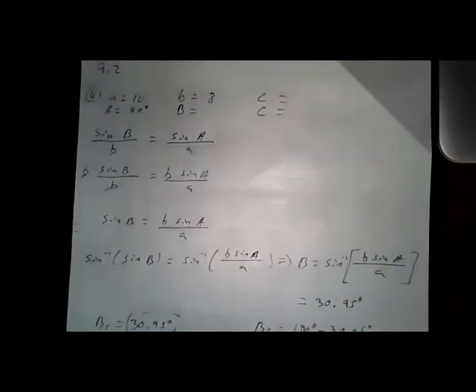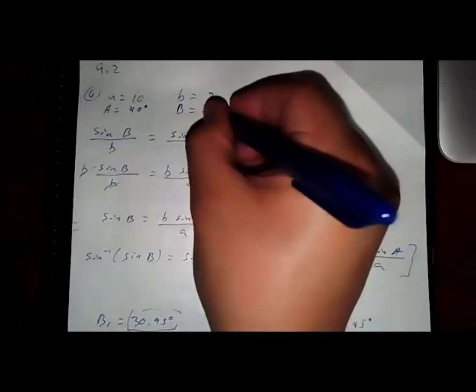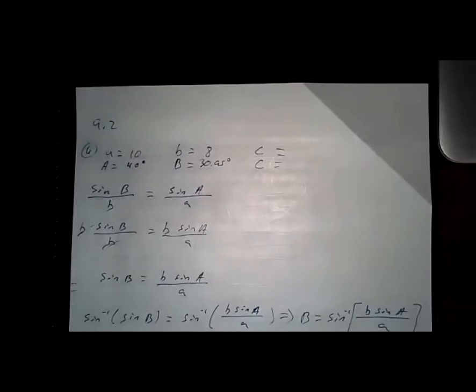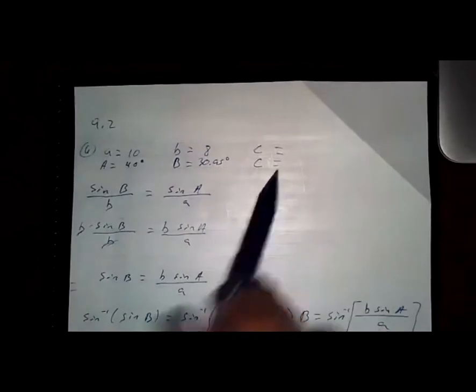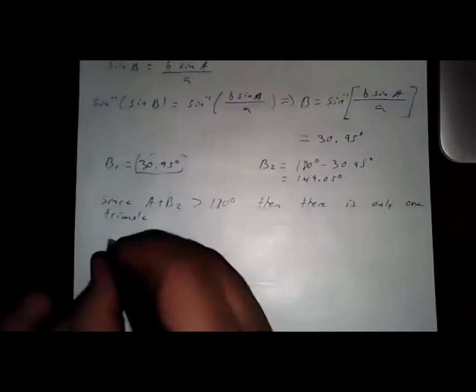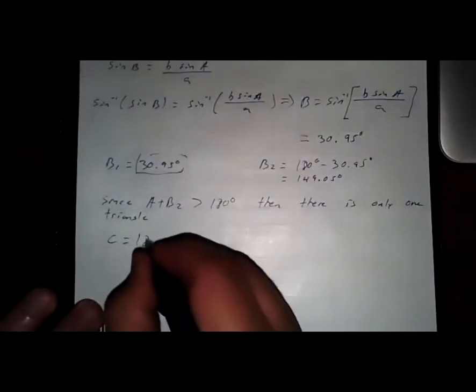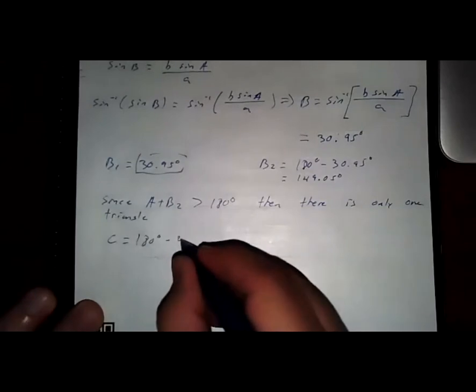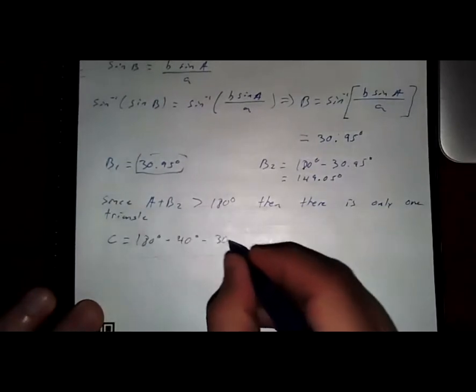So let's go back here. 30.95 degrees is B, right? So what is C? Right, subtract from 180. C is equal to 180 minus 40 minus 30.95.